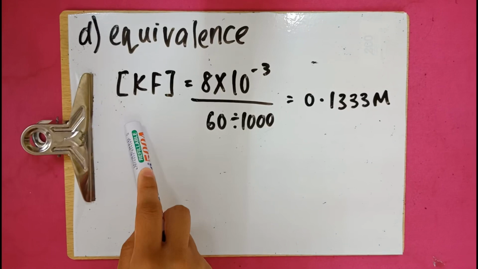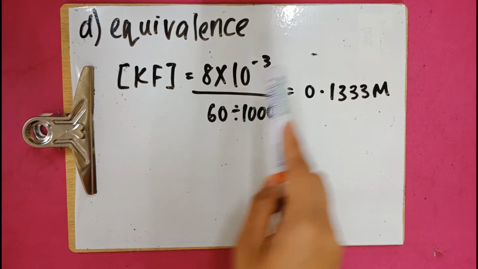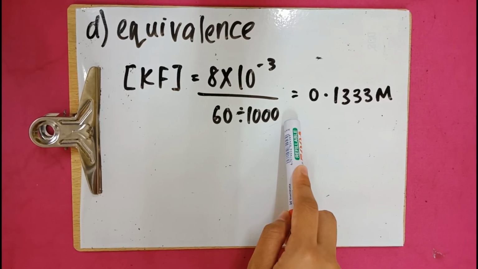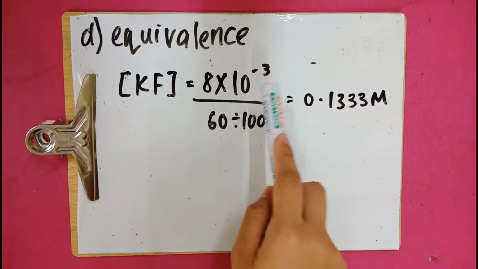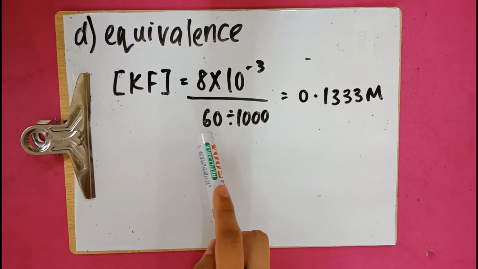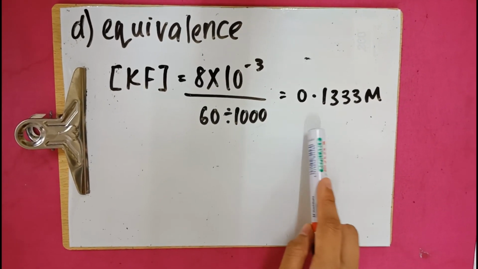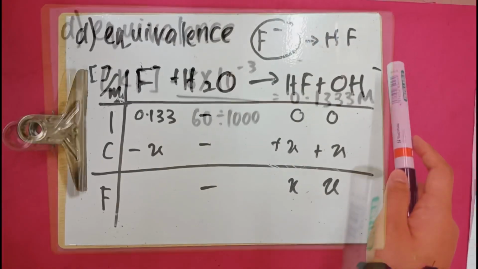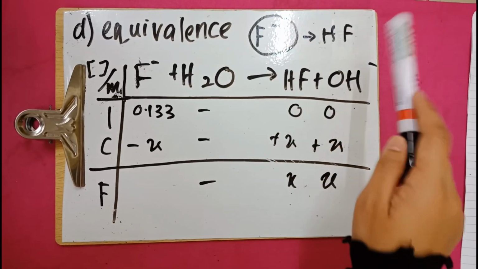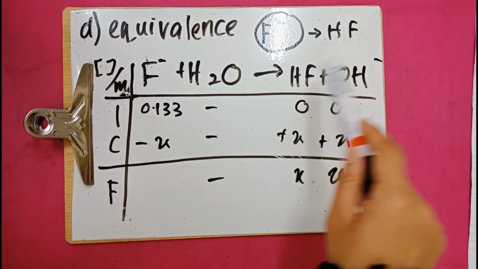So we must find the concentration of KF first. To find the concentration of KF, we use the normal equation, that is KF concentration equals number of moles divided by volume, and we get 8 times 10 to the power of negative 3 divided by 60, which is the total volume in the beaker, divided by 1000 to get liters, and it will be equal to 0.1333 molar. From the KF, we find that F negative is a strong conjugate base derived from the weak acid. So the F negative will further react with water to form HF and OH minus.